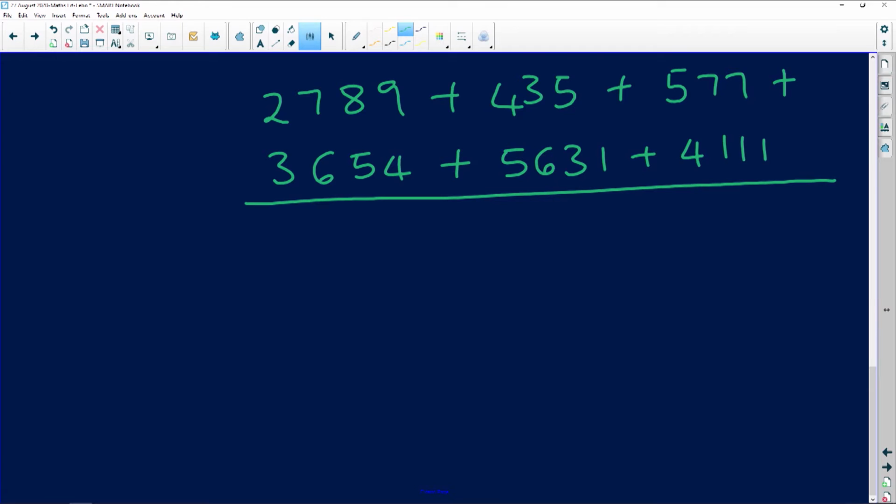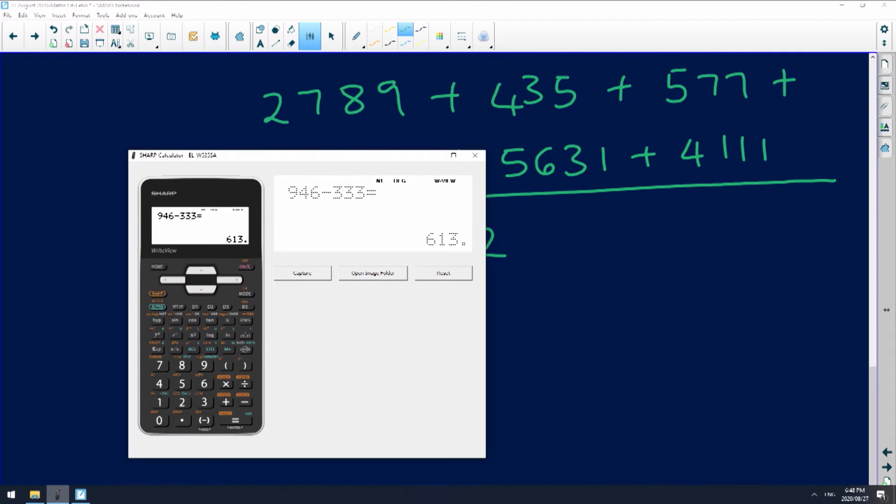So now I've added all these numbers. I have to divide it by the number of numbers. How many numbers do I have? I have 1, 2, 3, 4, 5, 6, 7, 8, 9, 10, 11, 12. So I'm going to divide it by 12, and I put that in my calculator.